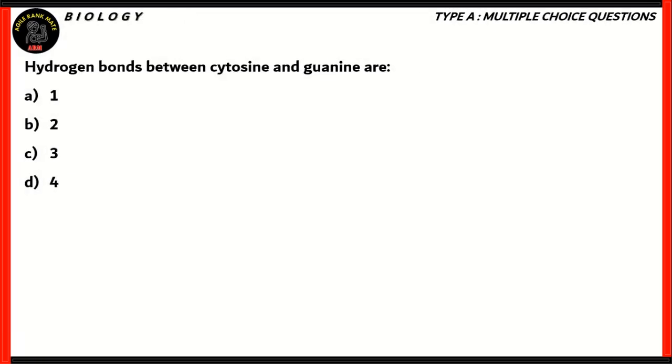Now let's look at some questions from biology. Hydrogen bonds between cytosine and guanine are 1, 2, 3, 4. So we have the hydrogen bonding between the nitrogenous bases in 2 formats. You have adenine having a double bond with thymine and guanine forming 3 bonds with cytosine. This does not change as we go through the DNA. So basically, guanine and cytosine always have 3 hydrogen bonds between them. So therefore, option C, 3, turns out to be the right option.